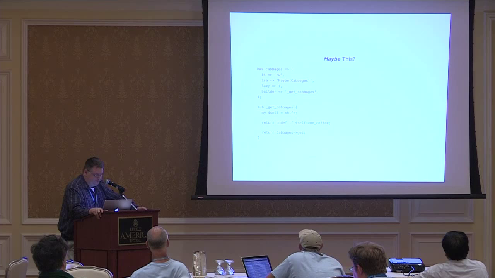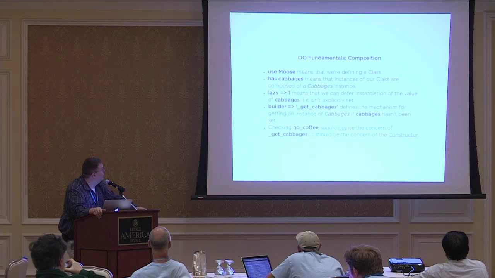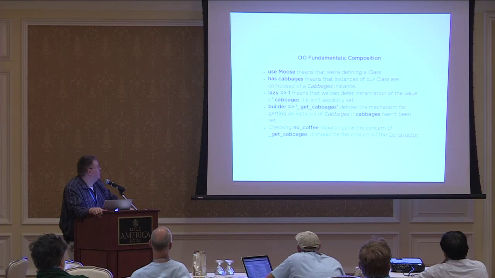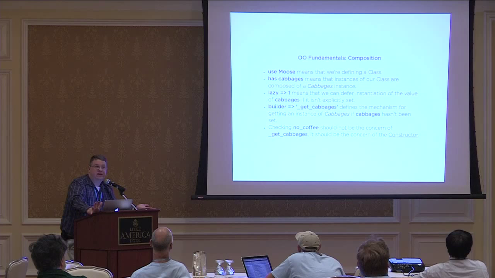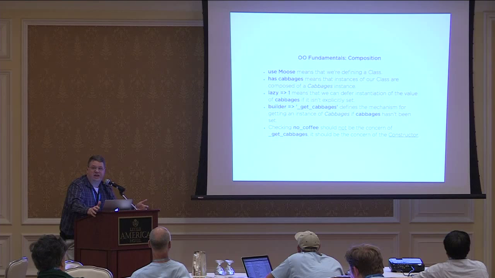What happened was that I felt like we really needed to think about some fundamentals. Again, if afterward you want to argue about this stuff, I'll do my best to avoid argument. I don't like conflict very much, but I'll discuss it with you. But in the way we used it, when you use Moose, you're defining a class. The fact that it has cabbages means, in our case, that your class is composed of instances of cabbages. Lazy one means that we have the ability to get an instance of cabbages if we need to. And the builder get cabbages is supposed to have the job of getting you a cabbage. It's not supposed to have the job of checking whether or not you have coffee. That was pretty much the real problem: the enforcing of whether or not coffee is there should be the concern of something else. In our case, it should have been the concern of the constructor. You shouldn't have an object that could explode because it's not properly formed.